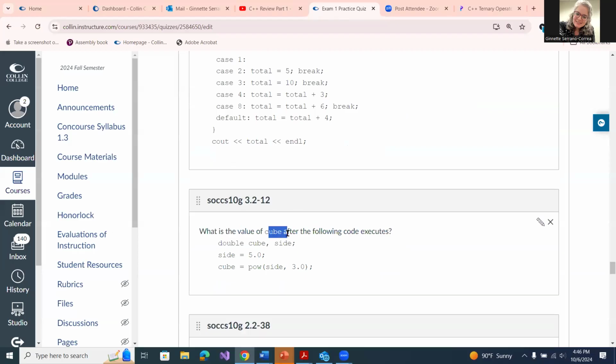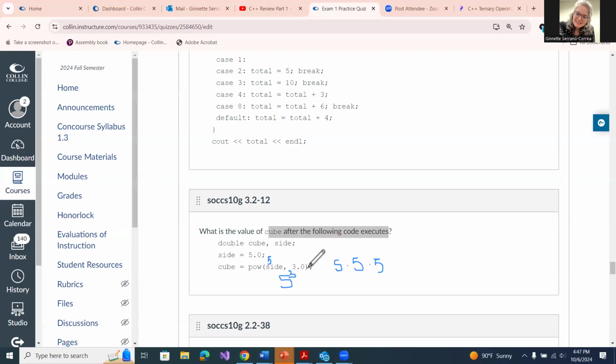What is the value of cube after the following code executes? Well, side is 5. So we're going to put 5 here. And we're going to say 5 times 5 times 5. So 5 times 5 is 25. 25 times 5 is 125. So cube holds 125. This is power, it's 5 to the power of 3. 5 cubed.